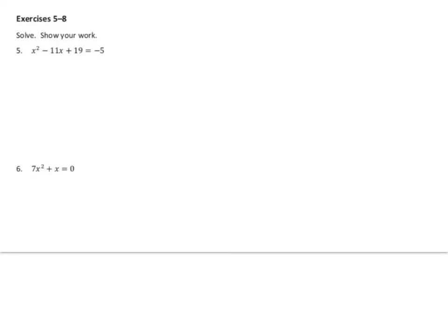Alright, let's practice a few. Solve, show your work. So we need to set these equal to 0. I don't know why I wrote 6. Plus 5 to both sides, I get x squared minus 11x plus 24 equals 0. That 24 breaks into, I need to get a negative 11, so 1 times 24, 2 times 12.